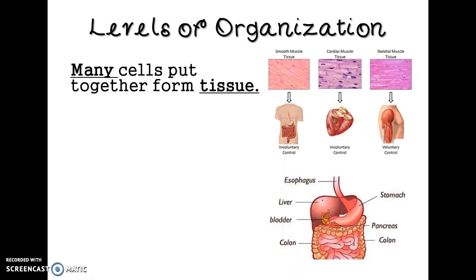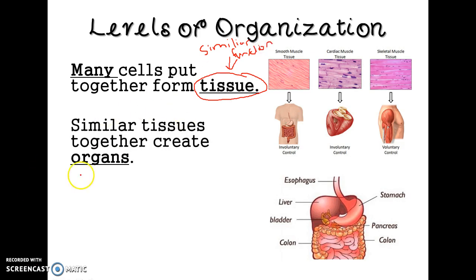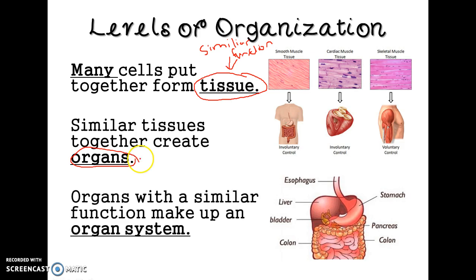So if you are a multicellular organism, your cells are going to be put together to form tissues. Okay, and these tissues all have a similar function. So this similar function is going to then equip them to become a part of a functioning organ. So similar tissues come together to create organs, right? Like your stomach or your heart or your lungs, okay? And these organs come together to create an organ system.